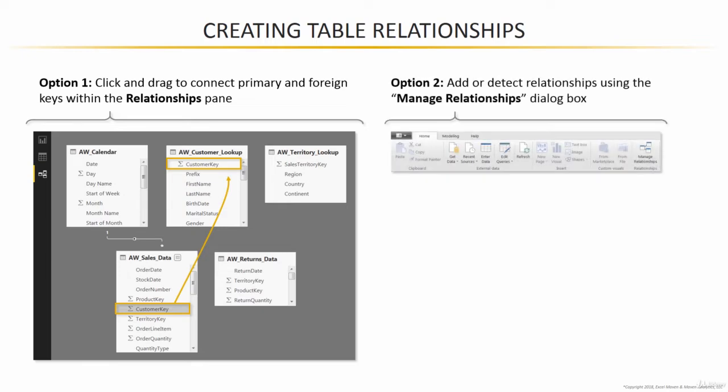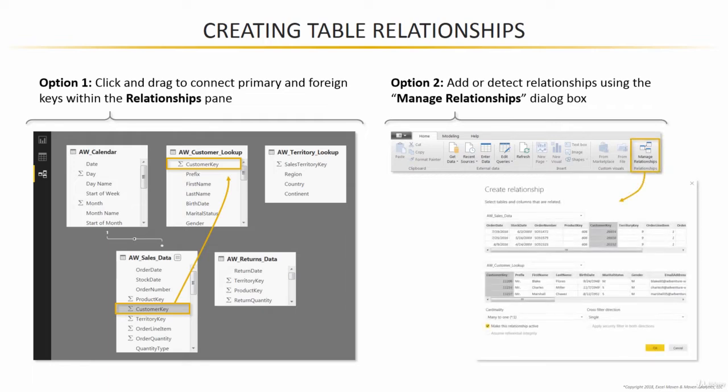The second option is to add or detect relationships using this Manage Relationships dialog box. So same idea here, just a little bit more manual. You would manually select the two tables that you'd like to relate, as well as the primary and foreign key columns. So without further ado, let's head into Power BI and add these relationships.